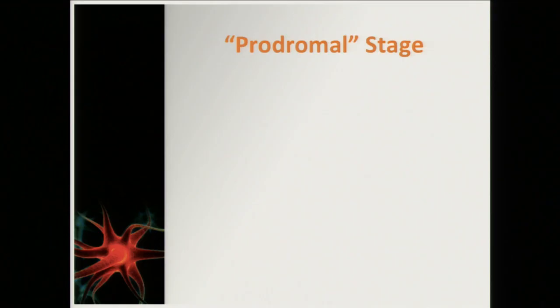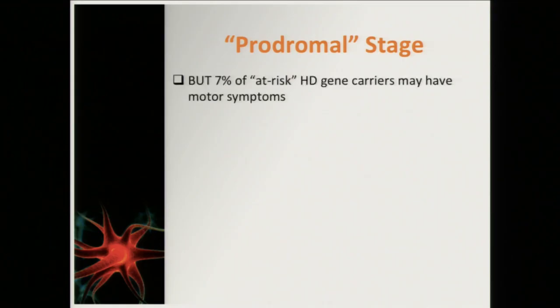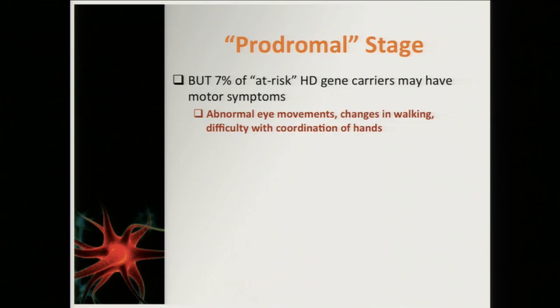Okay, so moving on, we'll talk a little bit more about the prodromal stage. I just told you that people in the prodromal stage don't develop motor symptoms. But what I'll tell you now is that actually 7% of gene carriers may develop motor symptoms. And the motor symptoms are subtle, so eye movement abnormalities, something only really your neurologist may pick up, changes in the walking, and difficulty with coordination of the hands. There also can be a decreased sense of smell. This is something we see in other neurodegenerative conditions such as Parkinson's disease and Alzheimer's disease as well.